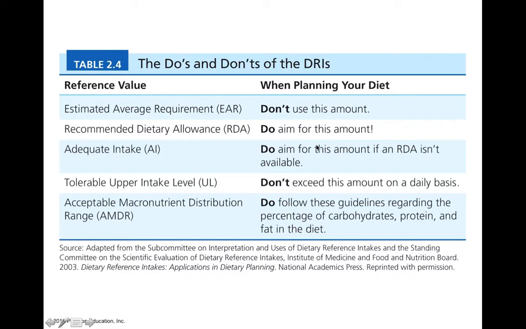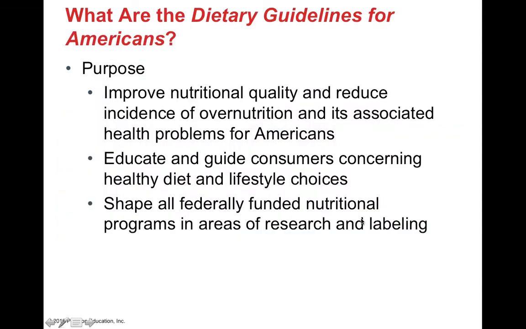So you would aim for the AI level if you didn't have RDA information available. The tolerable upper intake level is the information about the volume that you do not want to exceed. So don't exceed the amount of that individual nutrient on a daily basis or you could end up having toxicity. And the AMDR is the macronutrient distribution range. So try to follow those guidelines regarding the percentage of carbohydrates, proteins, and fats that are found in your diet.